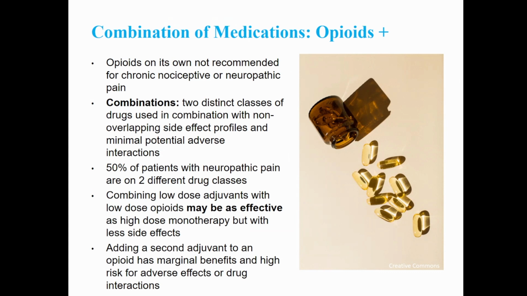So 50% of patients that have neuropathic pain are on two different drug categories, and combining low-dose adjuvants with low-dose opioids may be as effective as using one medication at a higher dose. Adding a second adjuvant to an opioid has marginal benefit and high risk for adverse effects or drug interactions.